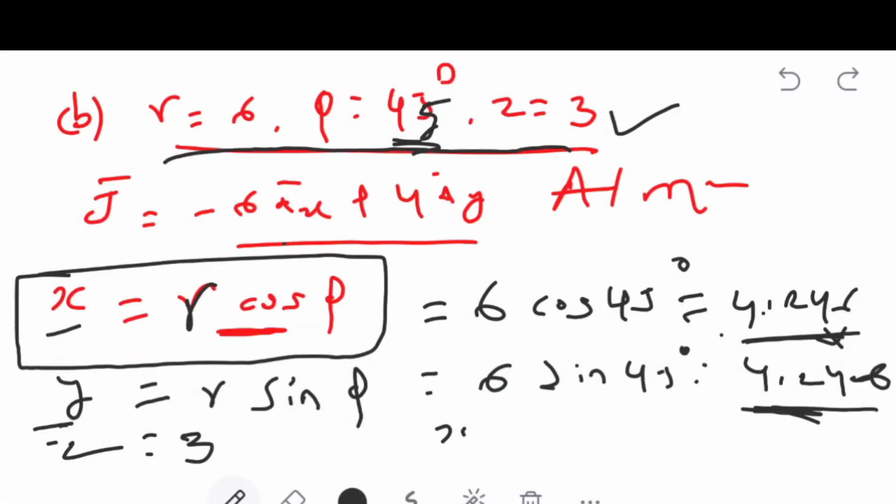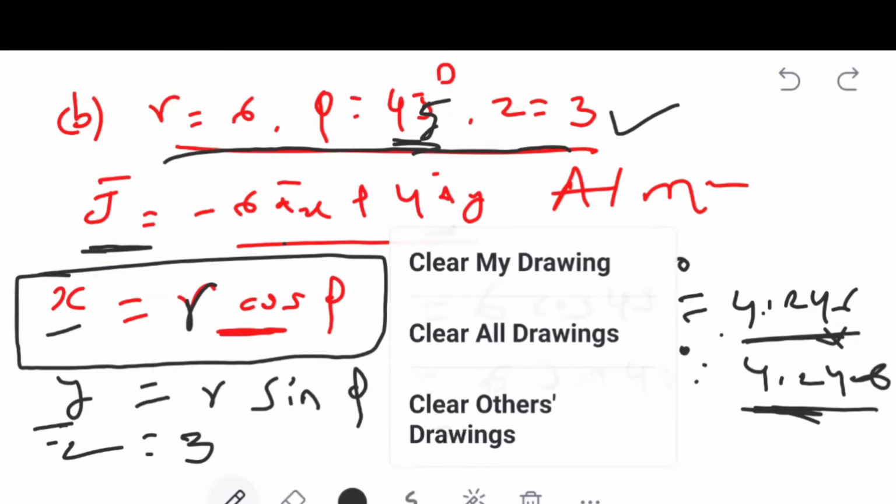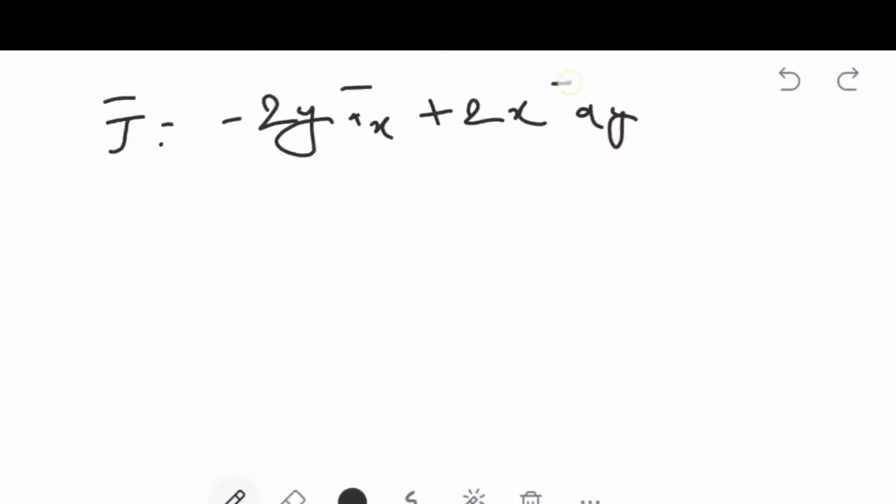6ax plus 4ay we got previously. The previous equation is J bar, the answer is this one. But previously equation 1 is J bar equal to minus 2y ax plus 2x ay. This is equation 1 previously.